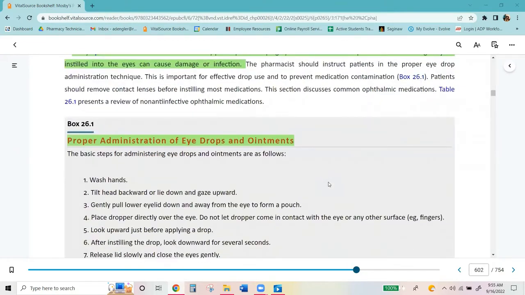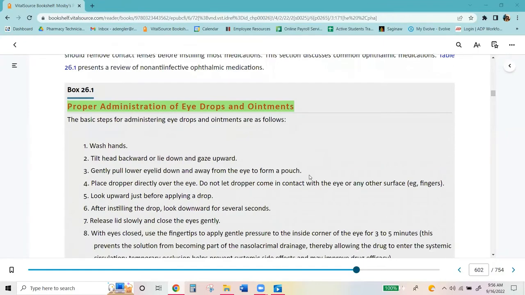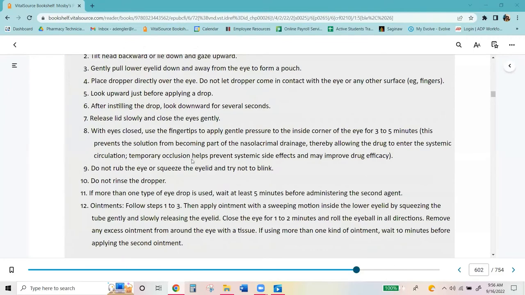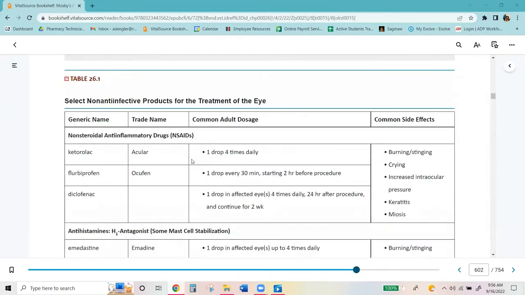It says the pharmacist should instruct patients in the proper eye drop administration technique. And 26.1 is the general basic steps for administering eye drops and ointments. Table 26.1 has select non-anti-infective products for the treatment of the eye.